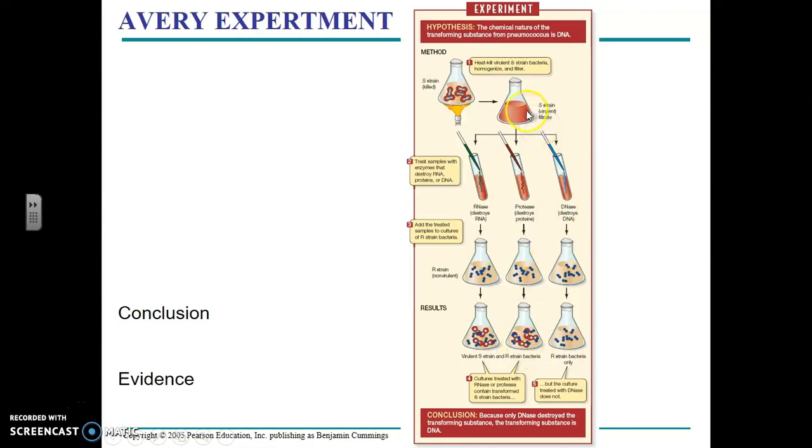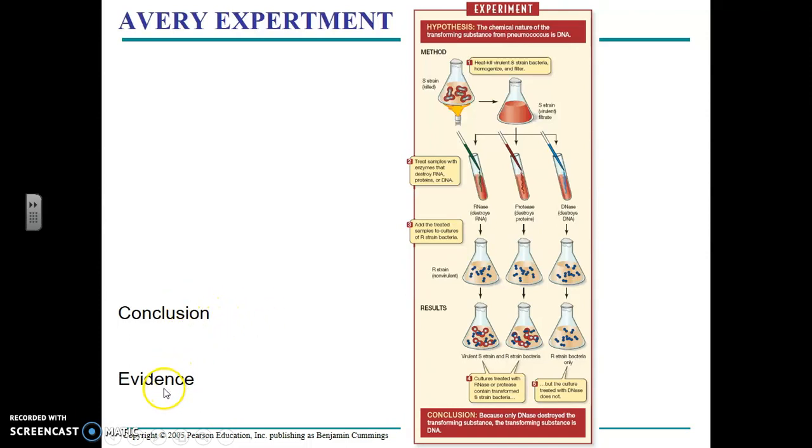And then finally, he put the heat-killed S bacteria with DNase, and then mixed it with R bacteria. And he saw that in this case, there's no transformation. No transformation occurred. What he concluded from this is that since the bacteria are not transformed when the DNA is destroyed, it must be DNA that is the genetic material. So the conclusion from this experiment was that DNA is the genetic material.